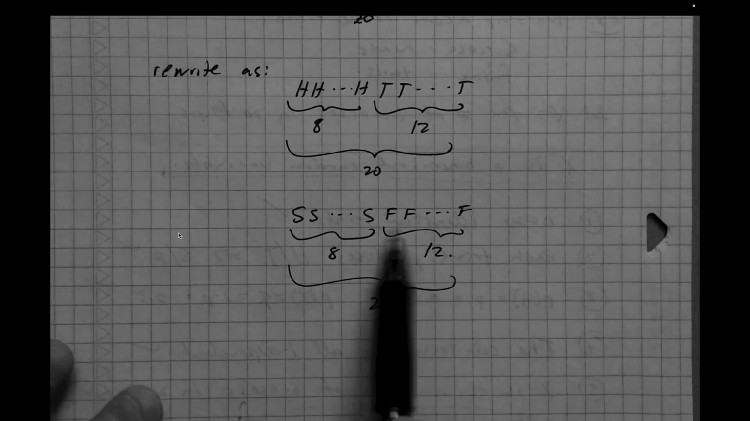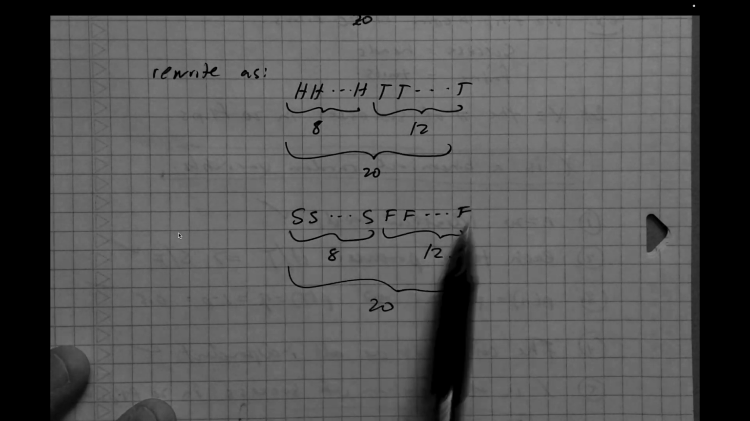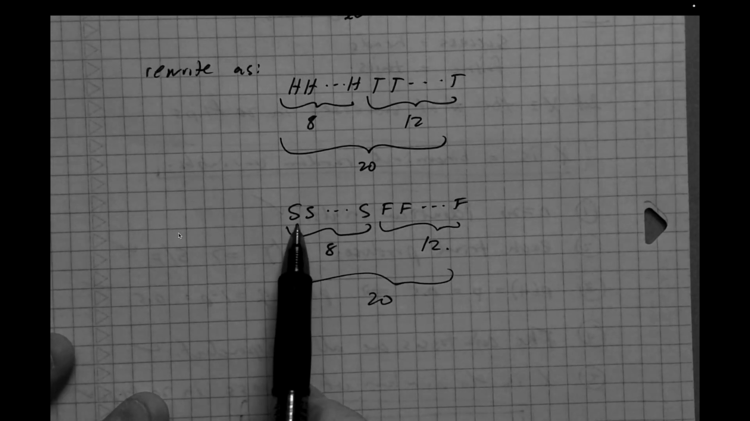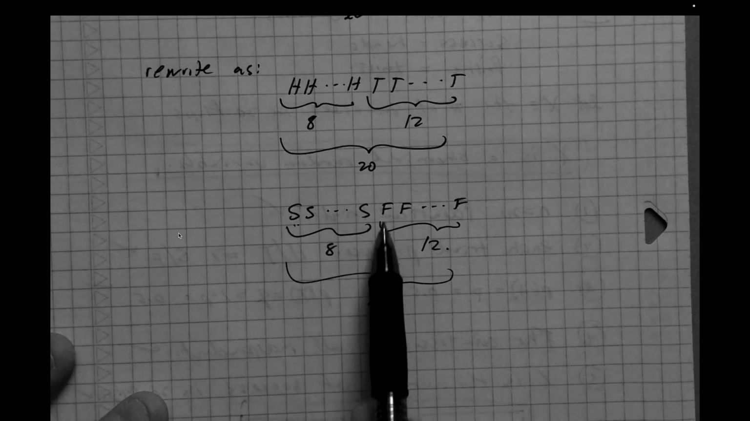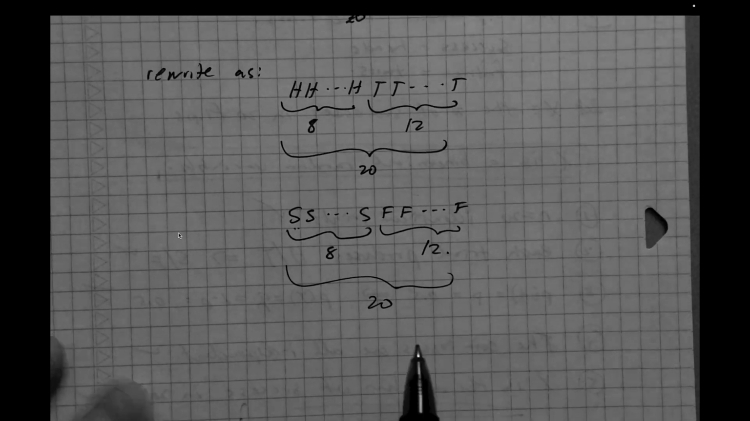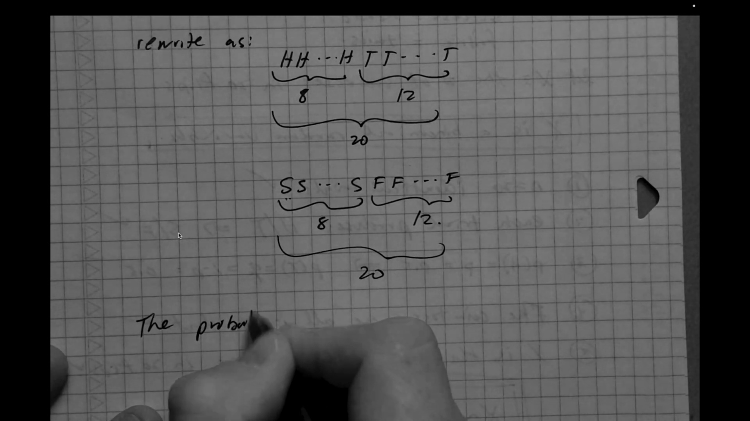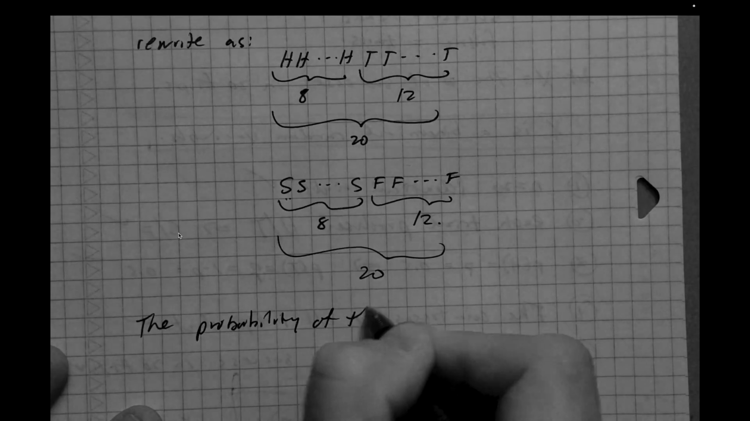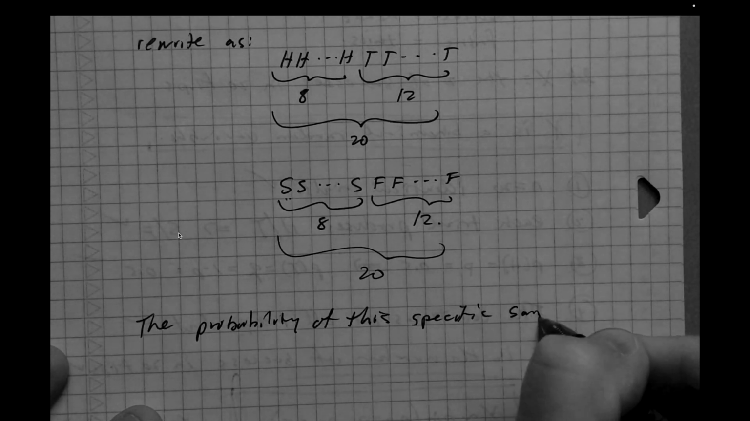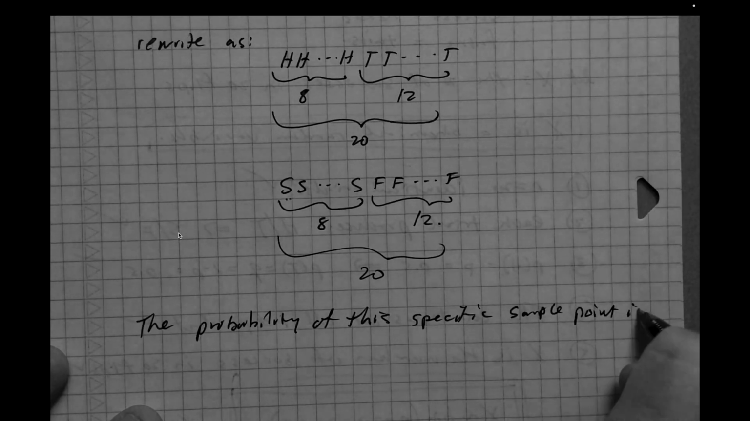Right, and so what is the probability of this sample point specifically? Well, on each trial, the probability of getting a success is P, and the probability of getting a failure is Q. Now, they're all independent, right? And so I can just multiply these things together, right? So the probability of this specific sample point is going to be what?